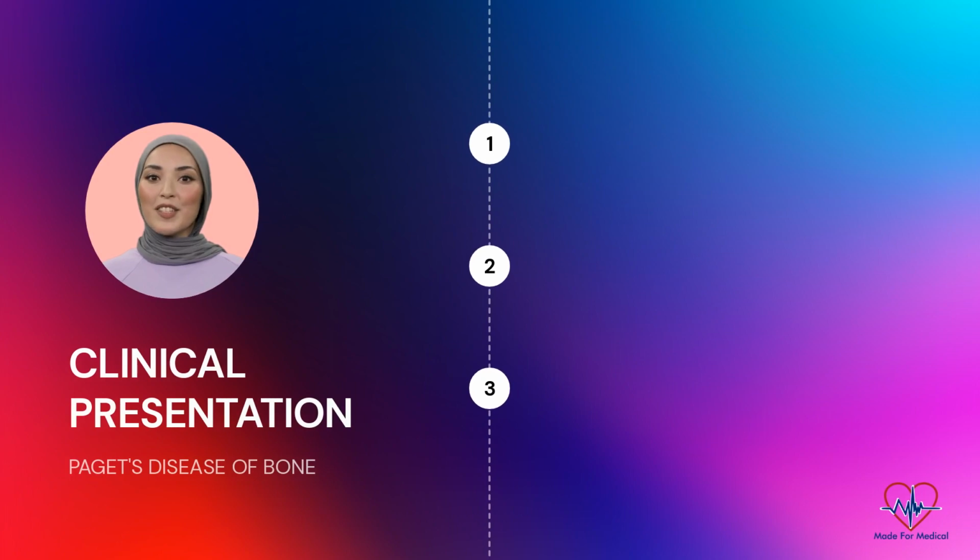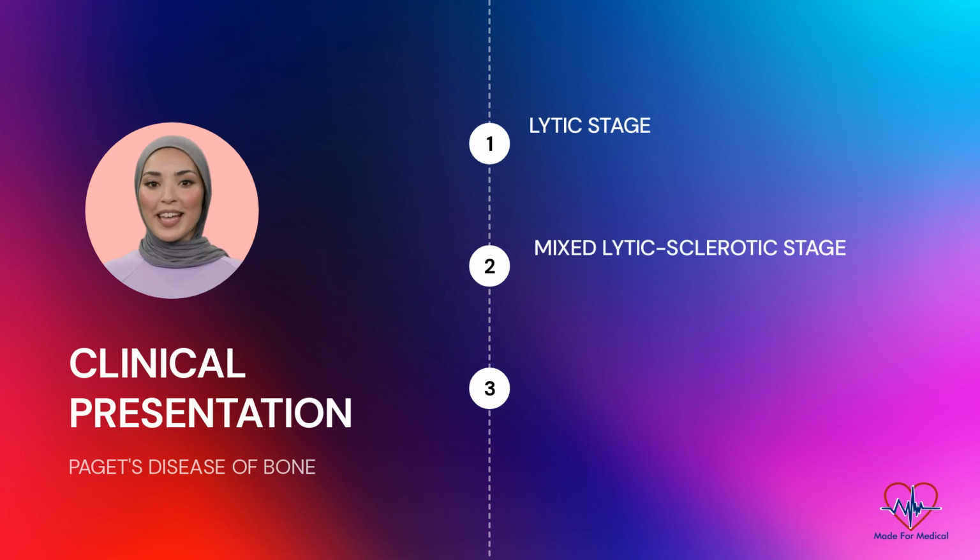The clinical presentation of Paget's disease of bone can vary widely among individuals and depends on the extent and location of bone involvement. Some individuals may remain asymptomatic and are diagnosed incidentally during routine imaging studies. However, when symptoms do occur, they could be categorized into 3 stages: the lytic stage, mixed lytic sclerotic stage, and the sclerotic stage.